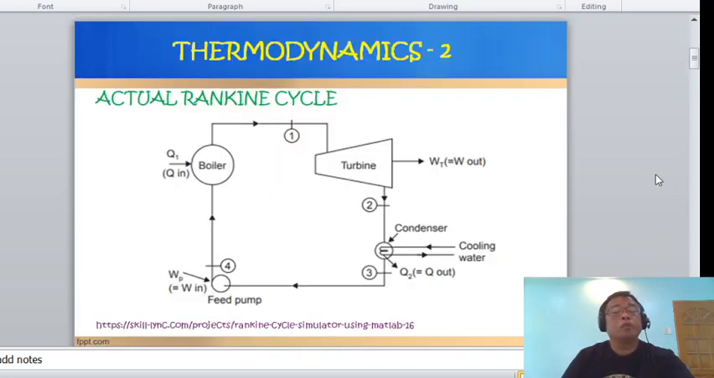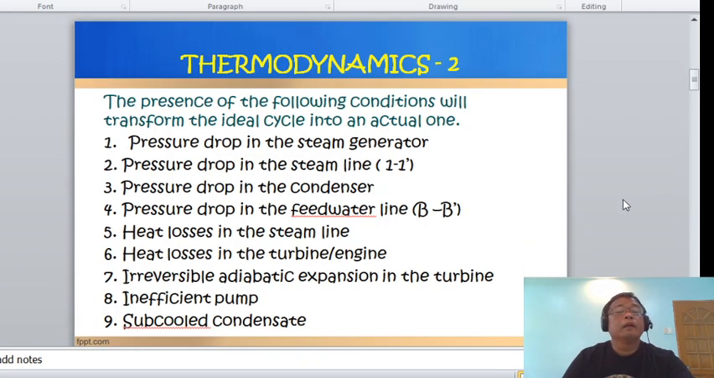So actual Rankine cycle. Class, this is again the illustration of the Rankine cycle. Next, we have here the assumption. The presence of the following conditions will transform the ideal cycle into an actual one. Previously, we used the ideal cycle. First, we have the pressure drop in the steam generator. If there is a pressure drop in the boiler, of course the process is now an actual one.